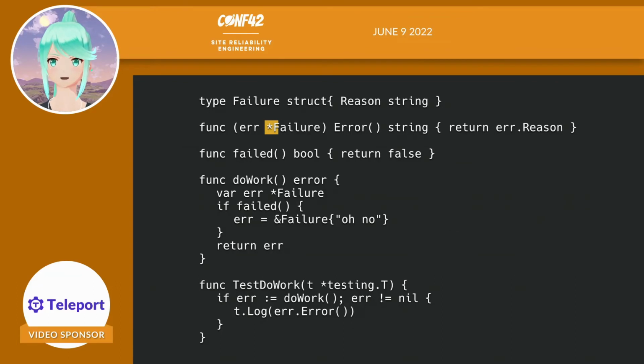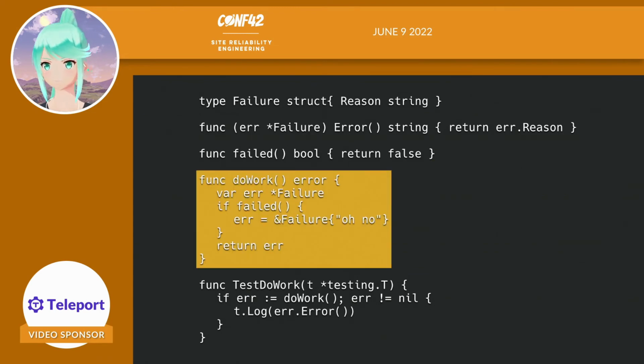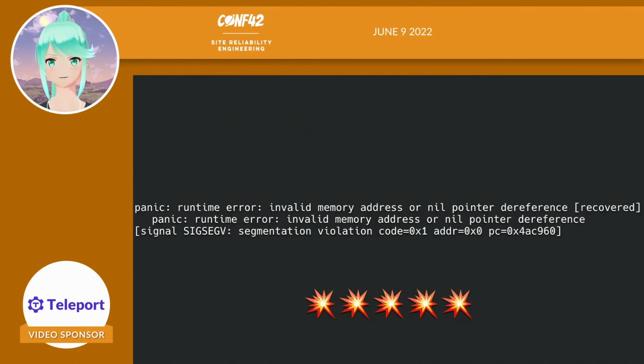However, something else to keep in mind is that the receiver of the function is a pointer value. Normally this means a few things, but in this case it means that the receiver may be nil, and as a result the reason may not exist. Because of this, we can return a nil value of failure. And then when you try to use it from Go, it will explode at runtime. Panic, runtime error, invalid memory address or nil pointer dereference. Boom, it crashed. Segfault.